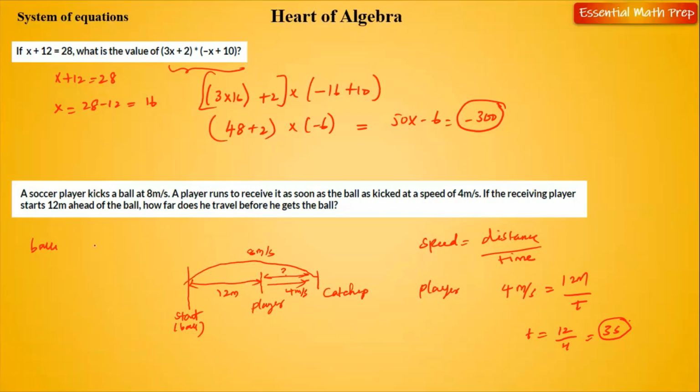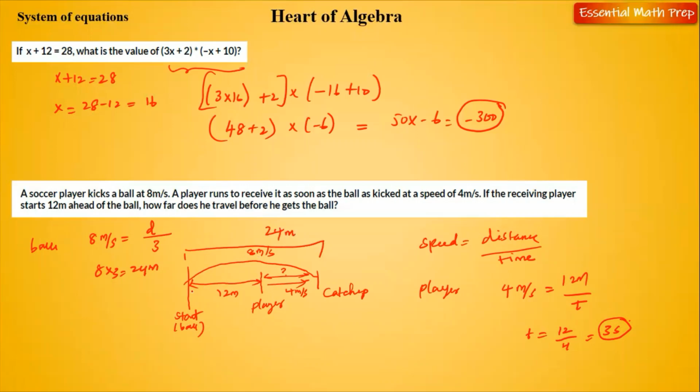Okay, so let's look at the ball. For the ball, what do we know? We know the speed and we know the time now, so we can calculate the distance, right? For the ball, the speed is 8 meters per second. We don't know the distance, but we do know the time. So 8 times 3 is 24 meters. So the ball would have traveled a total distance of 24 meters, right?